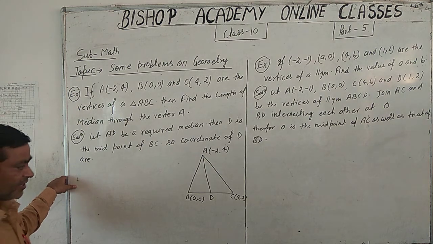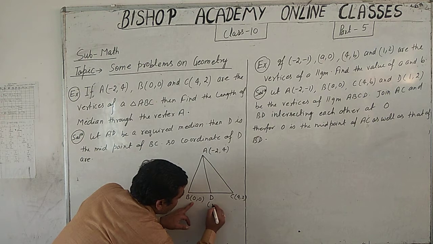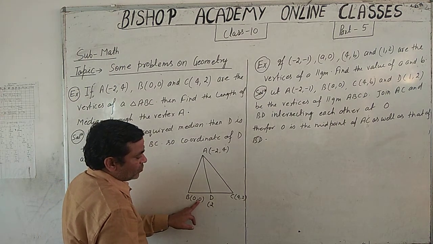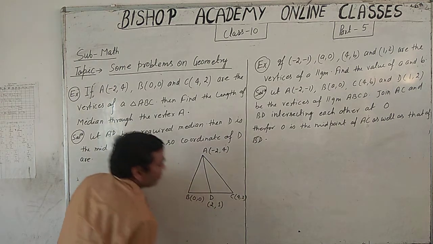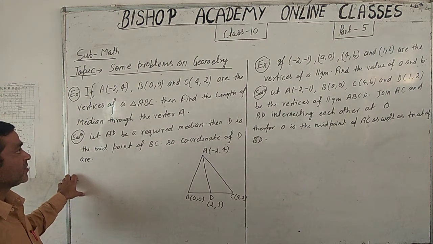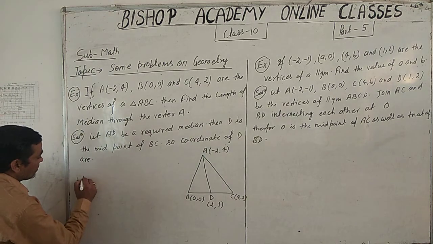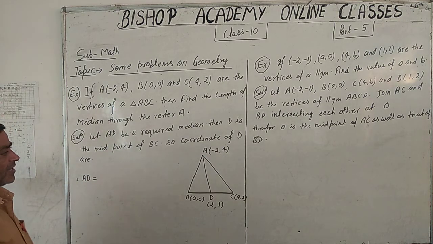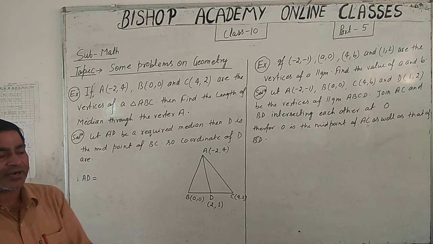Then the coordinate of D is ((0 plus 4) upon 2, (0 plus 2) upon 2), that is (2, 1). Coordinate of point D is (2, 1). Then the length of the median AD by the distance formula, under root of (x2 minus x1) whole square plus (y2 minus y1) whole square.